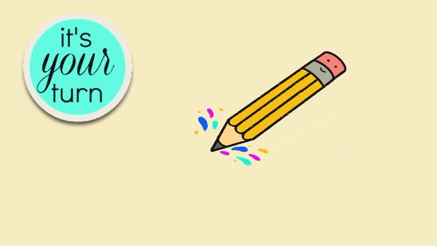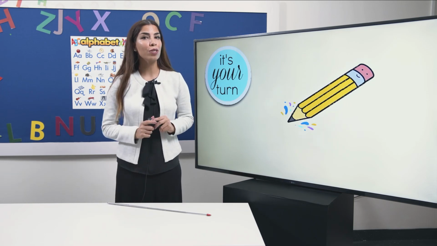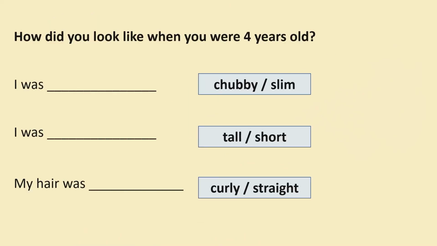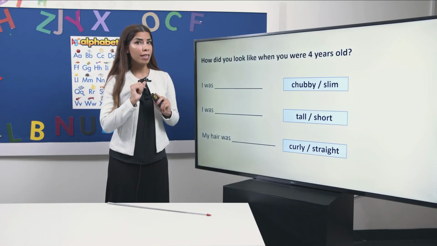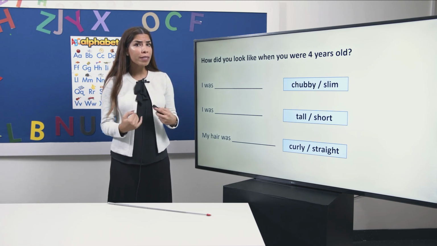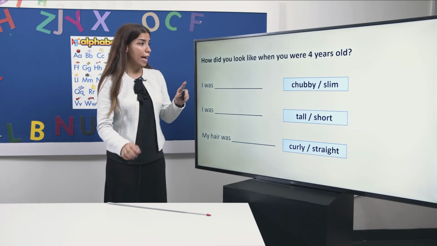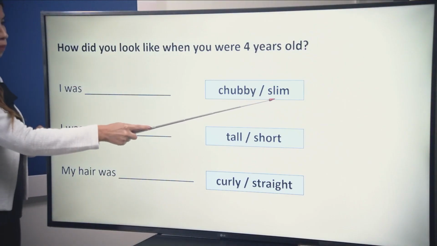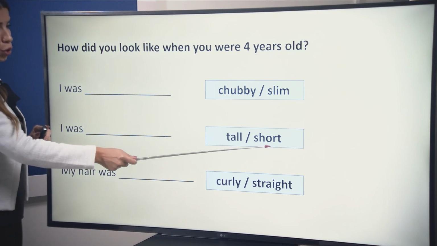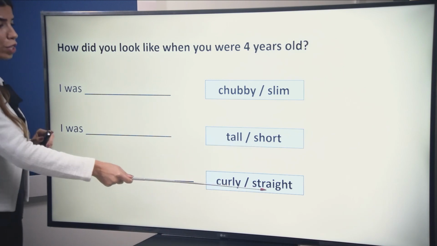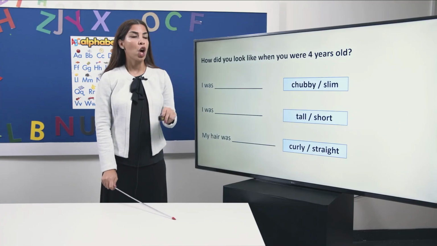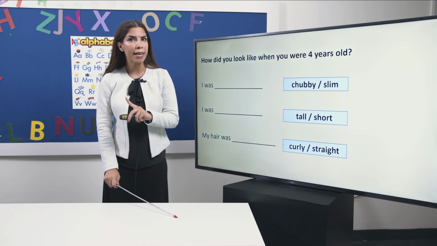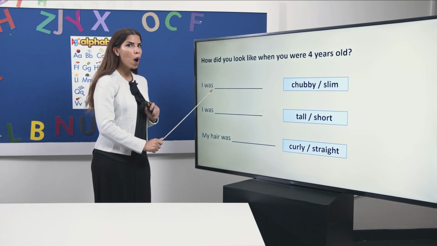Now it's your turn. Bring your pencils and get ready to write. How did you look like when you were 4 years old? I need you to think and remember how your appearance was when you were 4 years old and fill in the blanks with chubby or slim? Tall or short? Curly or straight? And don't forget, when we are talking about something in the past, we should always use was.